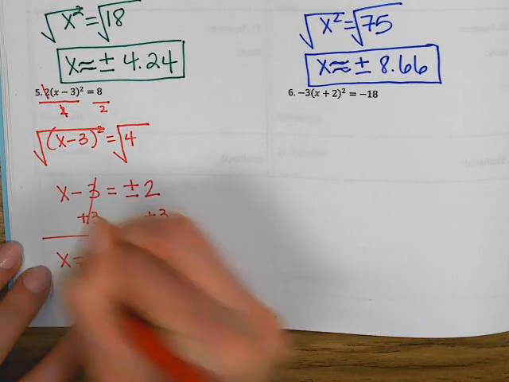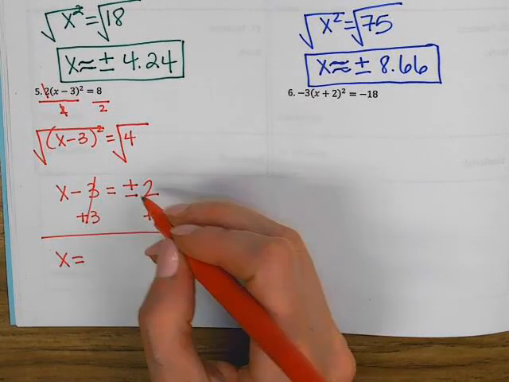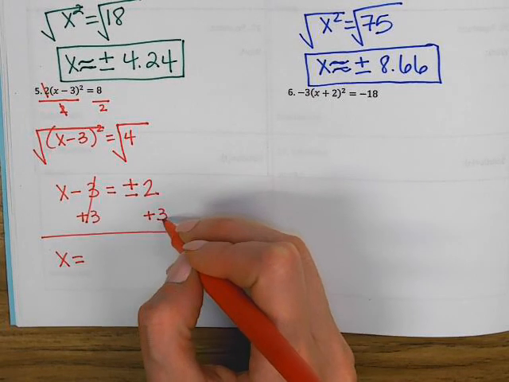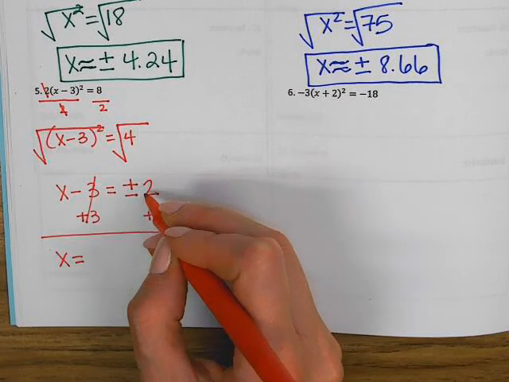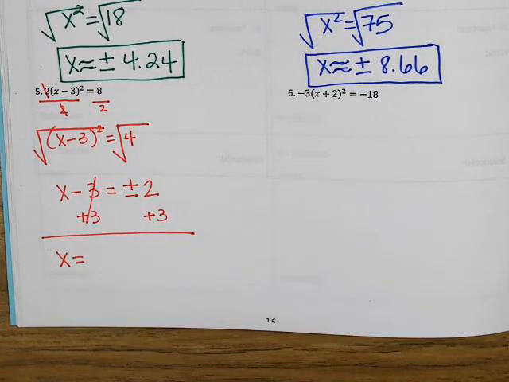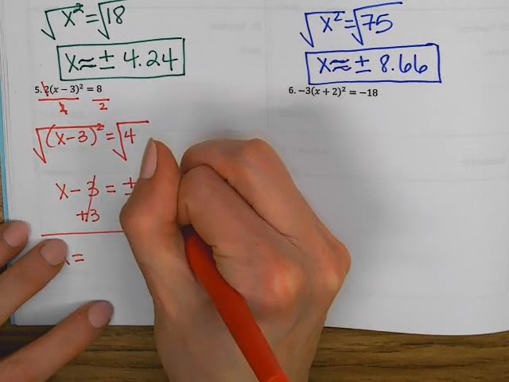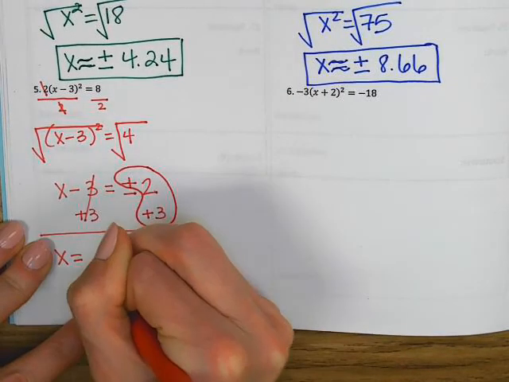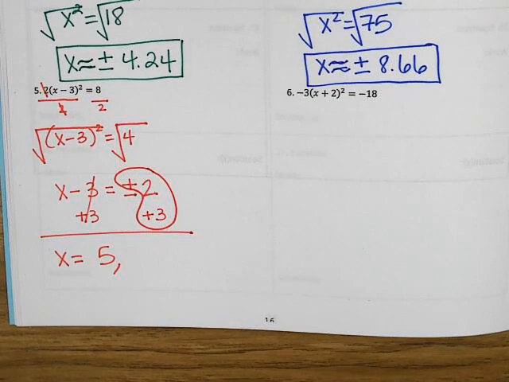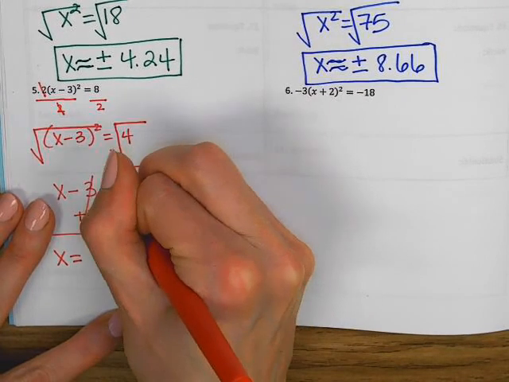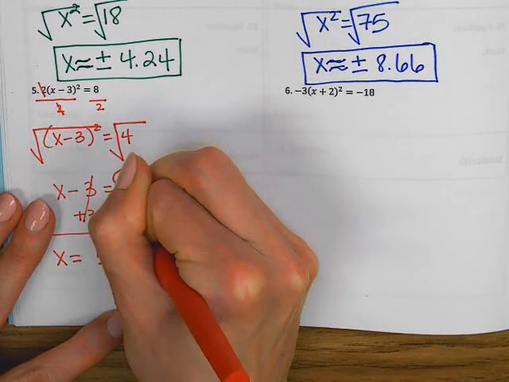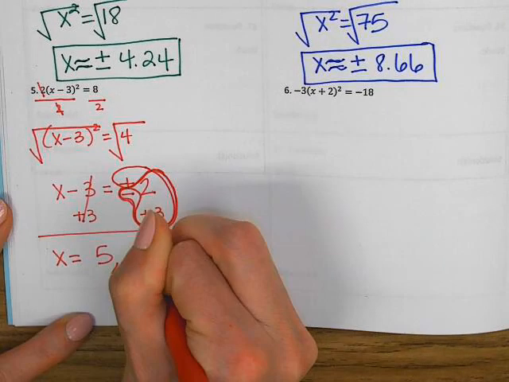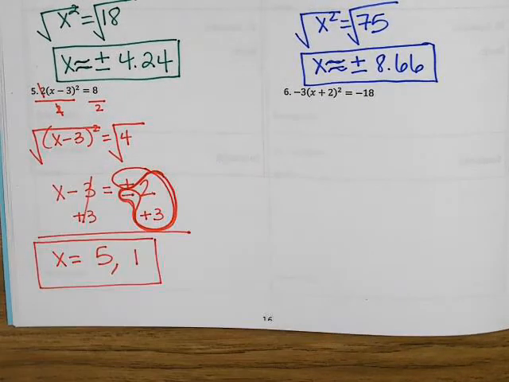Okay, so here's our 2 answers. We have to do positive 2 plus 3, and then we have to do negative 2 plus 3, right? We're going to have 2 answers. So let's do the positive version first. Positive 2 plus 3 is 5. But then let's do the negative. What's negative 2 plus 3? Negative 2 plus 3 is 1. So there's your two answers, 5 and 1.